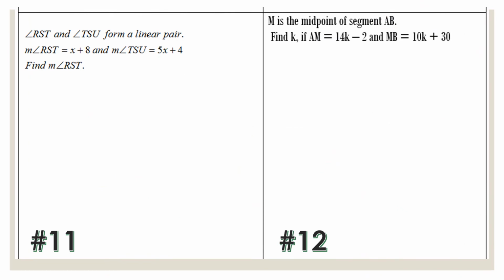The angle RST and angle TSU form a linear pair. So it's easiest to draw a picture. We know that because S is in the middle of both of those, that has to be the vertex. S. And a linear pair forms 180 degrees. So we would have RST.